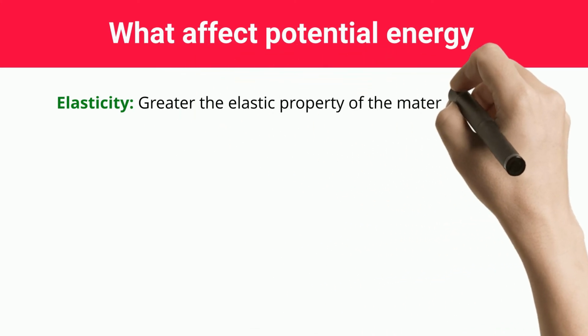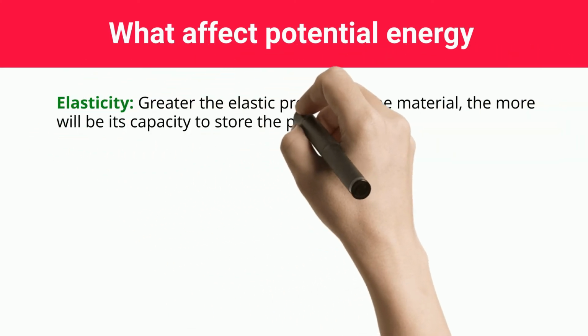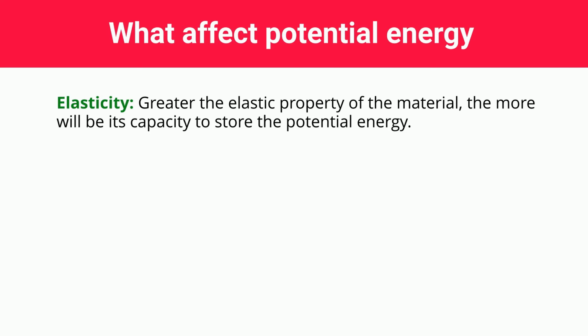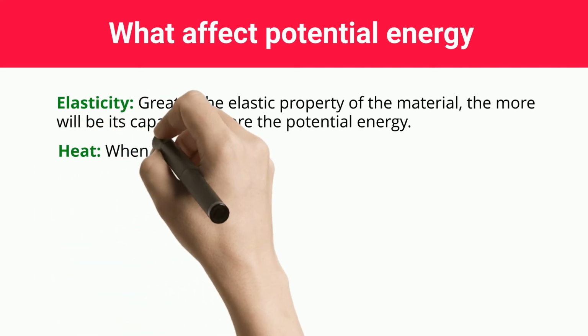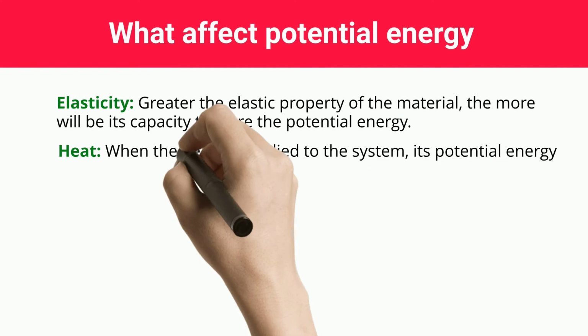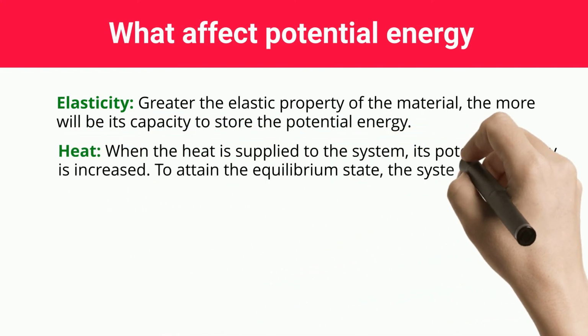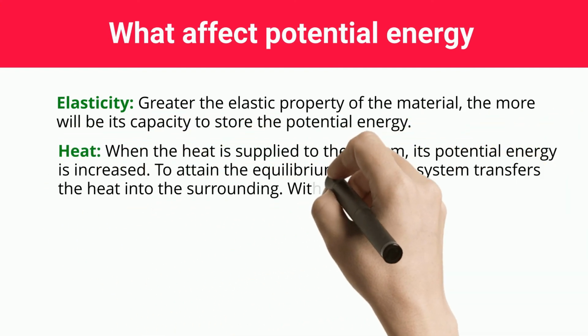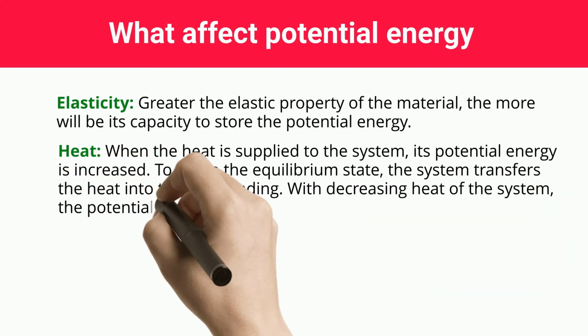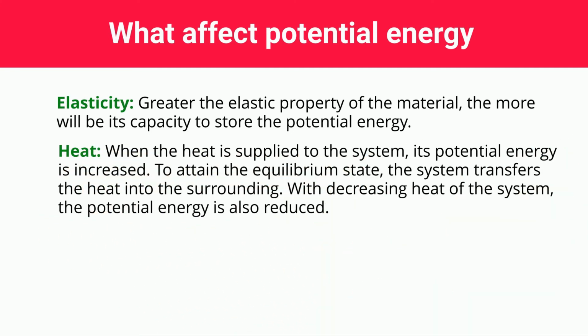Elasticity. The greater the elastic property of the material, the more will be its capacity to store potential energy. Heat. When heat is supplied to the system, its potential energy is increased. To attain the equilibrium state, the system transfers the heat into the surroundings. With decreasing heat of the system, the potential energy is also reduced.